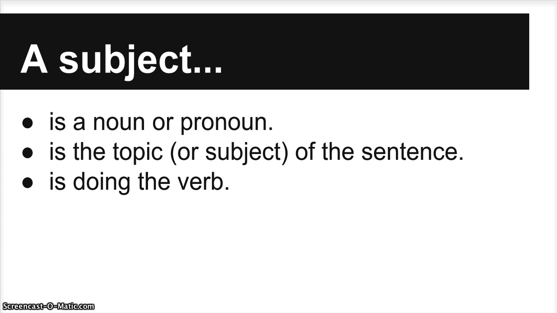Let's talk about what each of the elements of a sentence is. A subject means a noun or a pronoun. A subject is the topic or subject of the sentence, and a subject must be doing the verb. You might have a group of words like "run the mountain." It has a subject, or a noun rather, mountain, but the mountain isn't the one doing the running.